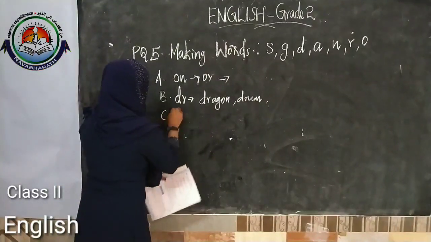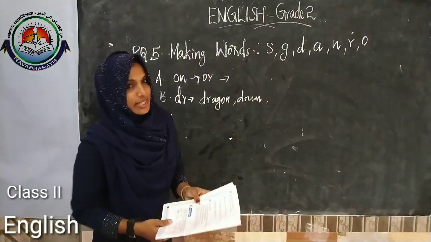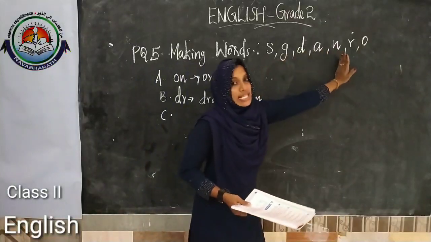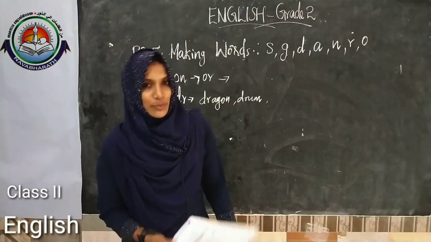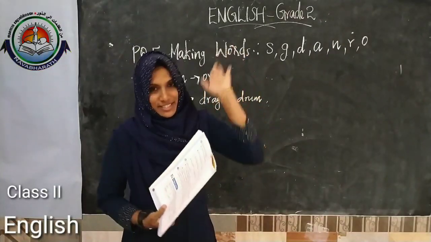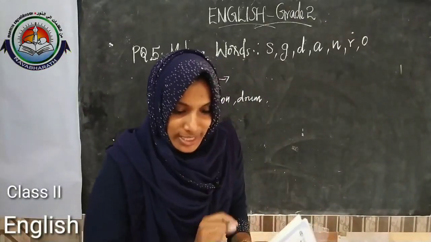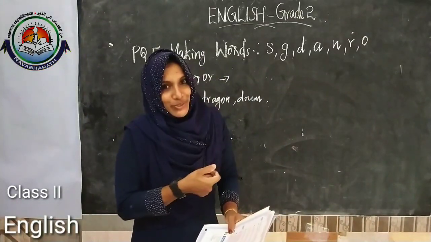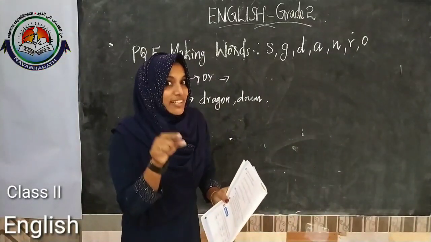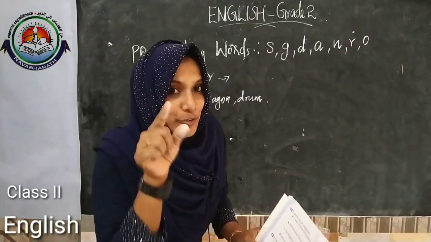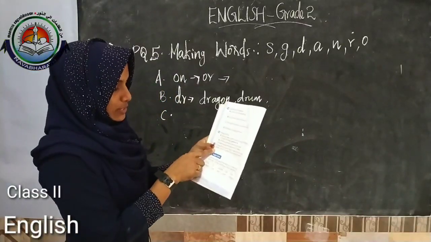Then C. Make one big word that uses all 7 letters. By using these 7 letters, you will get the biggest word. So just work it out and find the biggest word. And after finding it, you have to do one thing. Write it in your notebook, take a photo and send it to me personally. Okay, I'll check. Who will get it first? Okay, let's move to the next question.